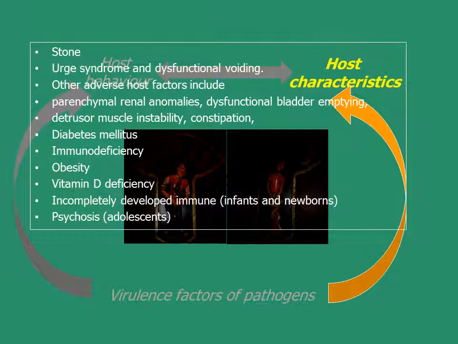The presence of stone can serve as a nidus for bacteria causing UTI. Urge syndrome and dysfunctional voiding are associated with post-void residual urine, which predisposes to UTI. Other adverse host factors include parenchymal renal anomalies, dysfunctional bladder emptying, detrusor muscle instability, constipation, diabetes mellitus, immunodeficiency, obesity, and vitamin D deficiency. Infants, especially neonates, are at a higher risk for UTI, presumably due to their incompletely developed immune systems. Recent studies have shown that children and adolescents with psychosis are more prone to UTI.